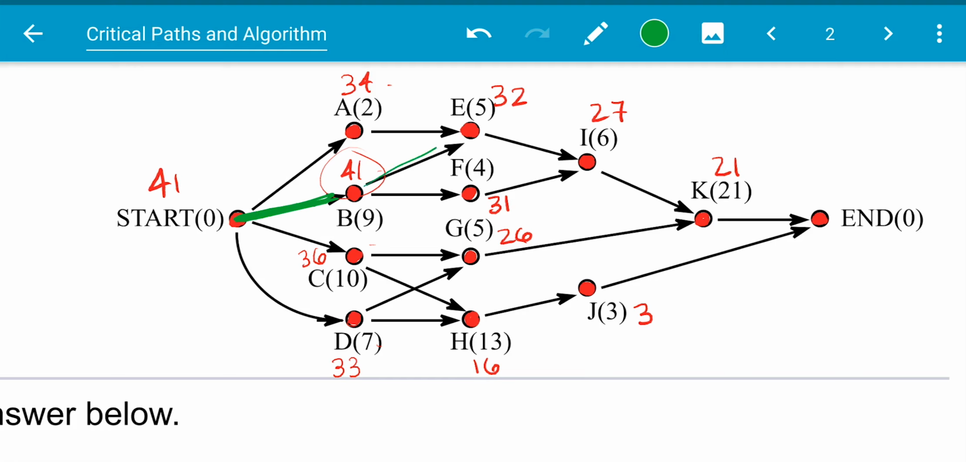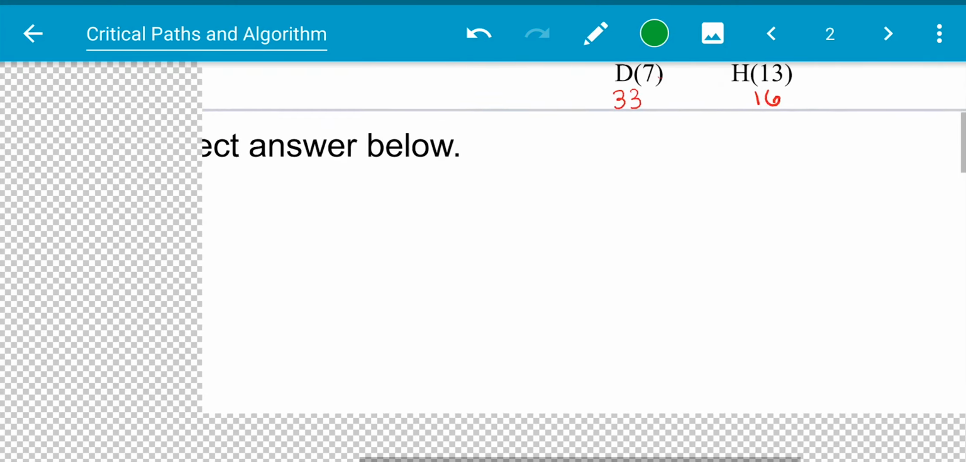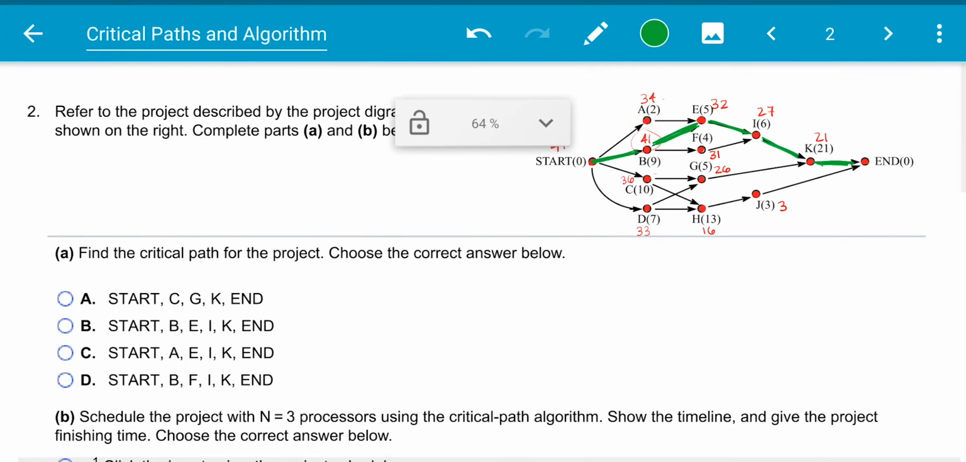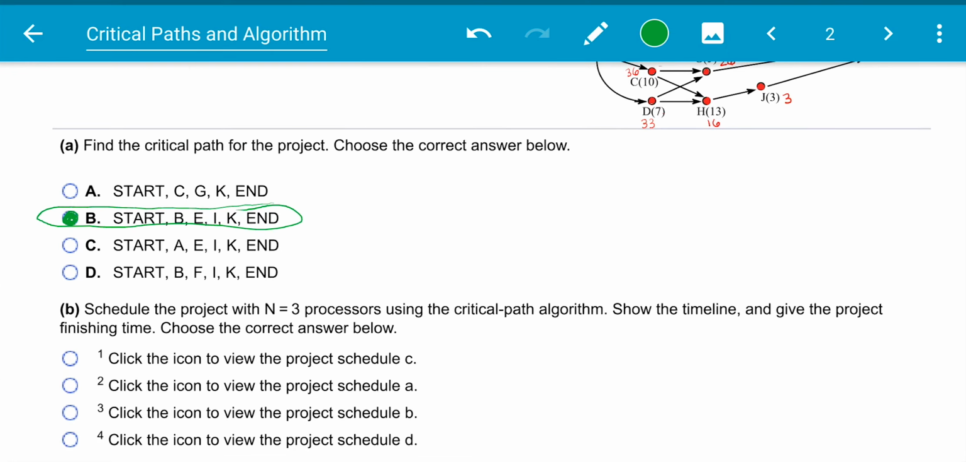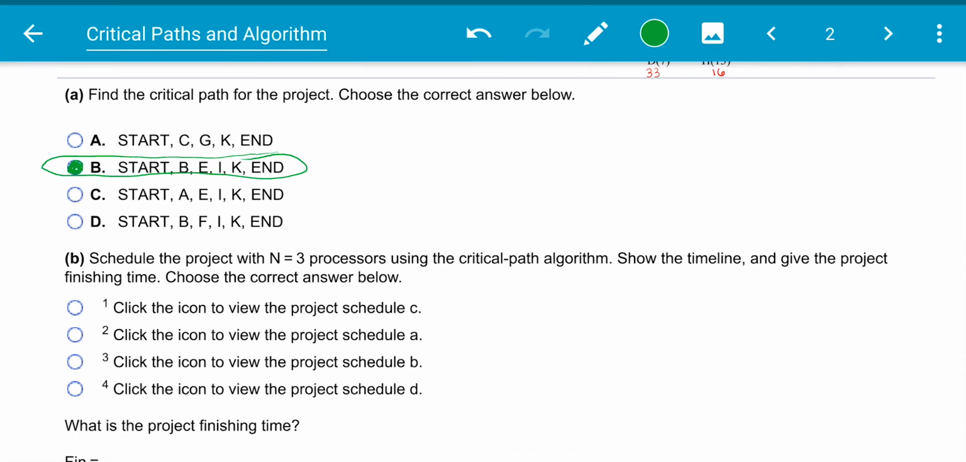And then this one, we went down the longest path. And then the only path we had to choose from for the rest was here to here. So we went B, E, I, K, and then we got to the end. So now let's zoom out, and our choice B, E, I, K. And we get to the end. Our answer is B.